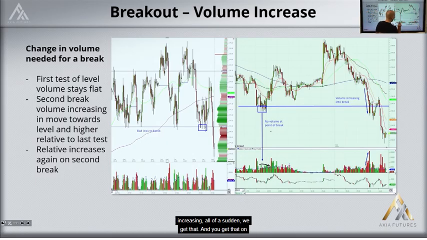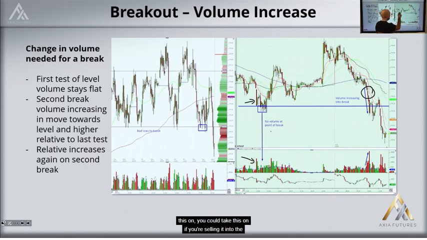All of a sudden we get that, and you get that on the way towards the level as well. So not only do you get the indication that the level is likely to break, you're getting an early indication because the volume starts to increase here, which can potentially give you the opportunity to get in early because you're seeing something different now. And yes, arguably, you're seeing the same as this, in that first move down to the level. But equally, you can take this on.